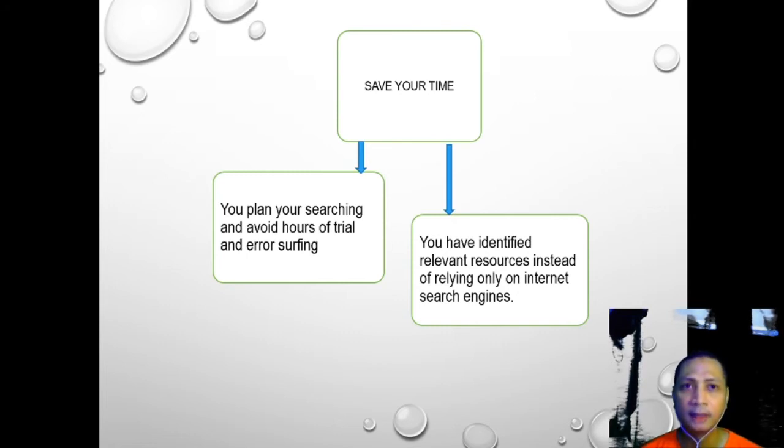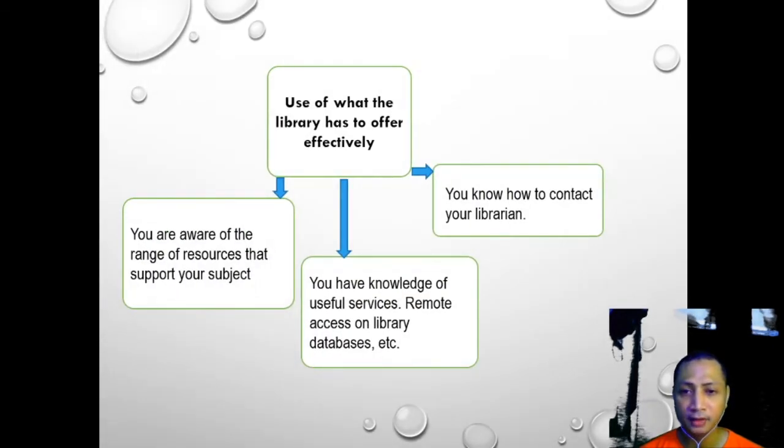And then you have identified relevant resources instead of relying only on internet search engines. So here, the search objective: we have to be very familiar with the instruments, softwares regarding the library. So in our first time taking our master's or PhD, it's better to learn more about the software, especially the library instruments. This is the main skill that we need to start our study, especially for postgraduate. And then use what the library has to offer effectively.